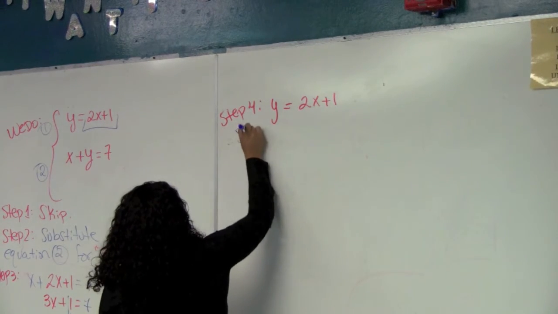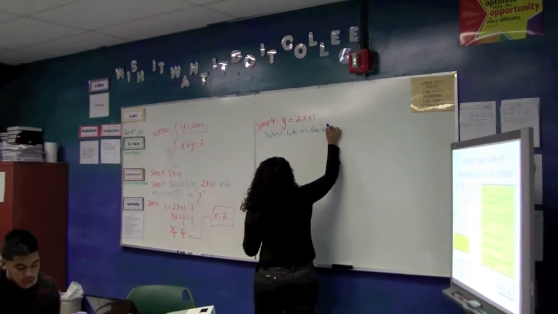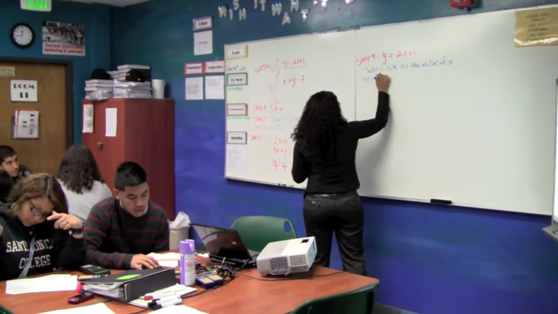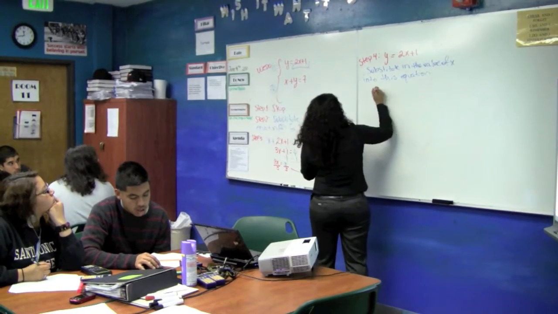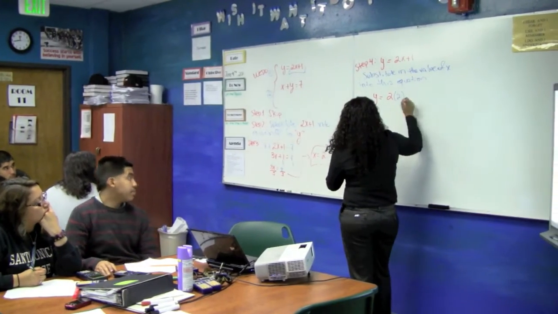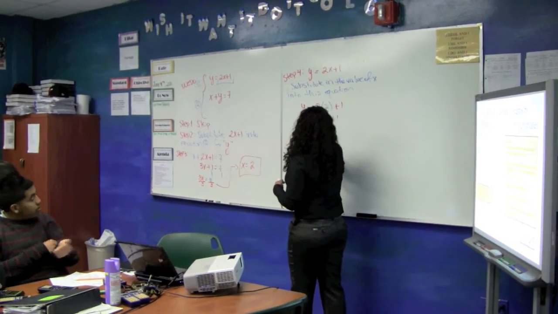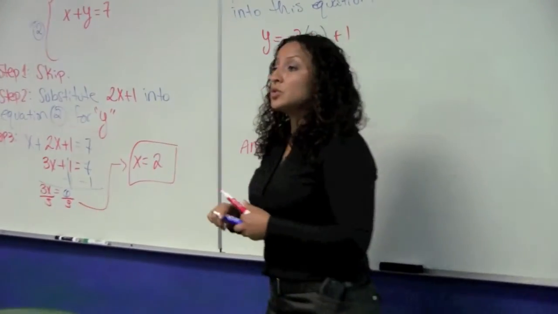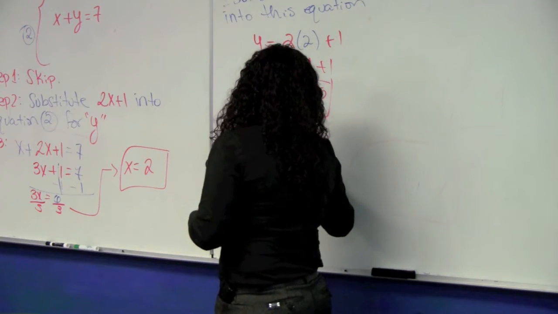So substitute in the value of x into this equation. By us doing that, we're going to say y is equal to 2 times 2 plus 1. Y is equal to 4 plus 1. Y is equal to 5. Voila. So what is my ordered pair? 2 and 5. That's my solution, right? Yes. So it's going to be (2, 5).